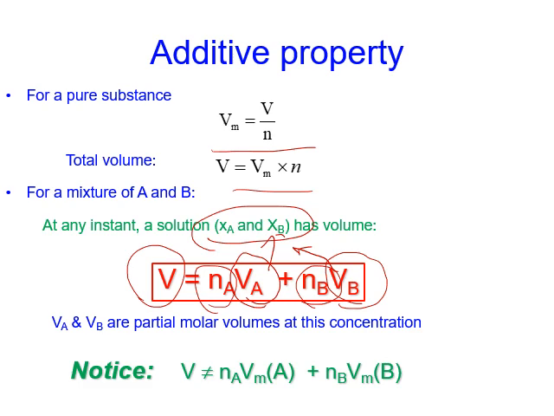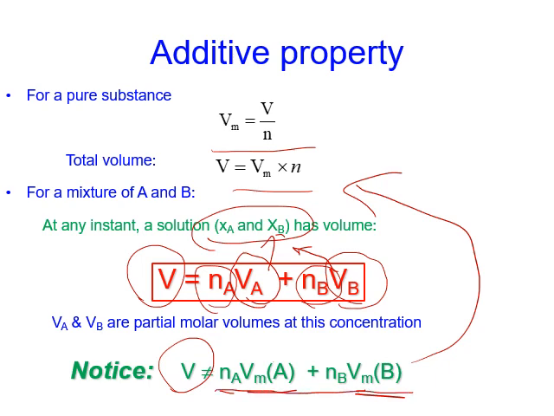Note that the volume of the mixture cannot be calculated by number of moles A times molar volume of A. Molar volume of A, molar volume of B, these are the properties of the pure substance, not the mixture. So if you use this equation to calculate volume, this volume is simply the sum of the volumes of the two pure substances, not the mixture.